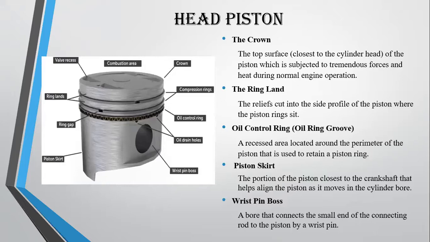Second is the ring land, the relief cut into the side profile of the piston where the piston ring sits. Third is the oil control ring, or we call it the oil ring groove. Recesses are located around the perimeter of the piston that are used to retain a piston ring. Then the piston skirt, the portion of the piston closest to the crankshaft that helps align the piston as it moves in the cylinder bore. The last one is the wrist pin boss, a bore that connects the small end of the connecting rod to the piston by a wrist pin.